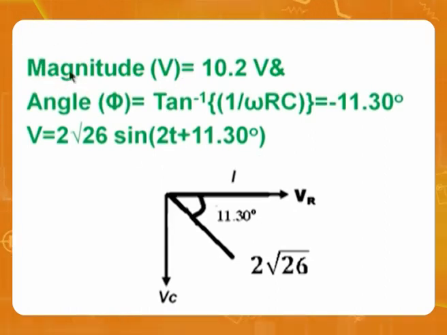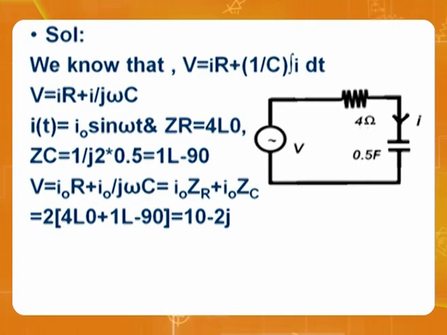Then if you draw the magnitude, the angle is tan inverse of 1 by omega C. If you see the magnitude, it is 10.2 volts, and the angle is tan inverse of 1 by C, minus 11.3. So you put minus 11.3, meaning the negative side, and the overall magnitude is 2 root 26 sin 2t, and the angle we have to keep. So this is how you can really solve this problem.